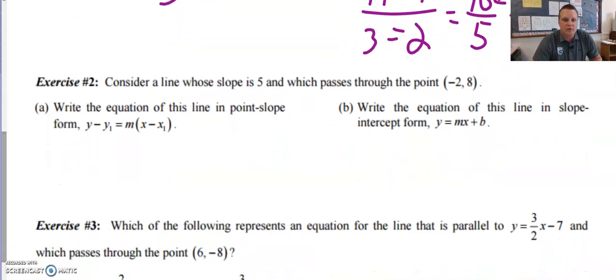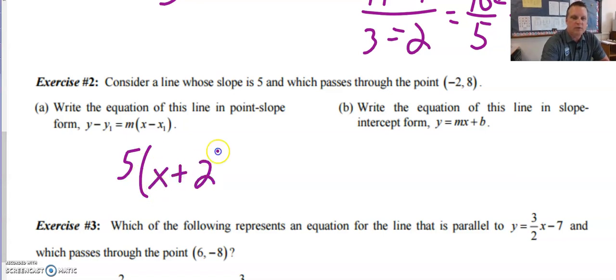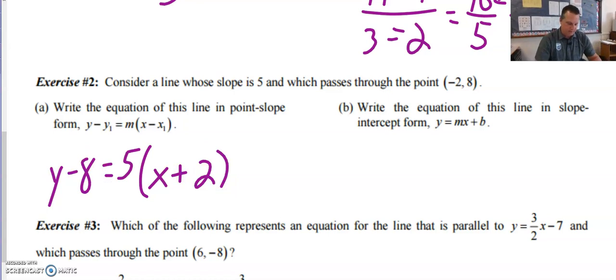So consider a line whose slope is 5 and passes through the point -2, 8. Write this line in point-slope form. So you just plug in. The slope is 5. The point is -2, 8. So you have x plus 2 and then y minus 8. And that's it. The plus is because you did the subtracting of a negative.